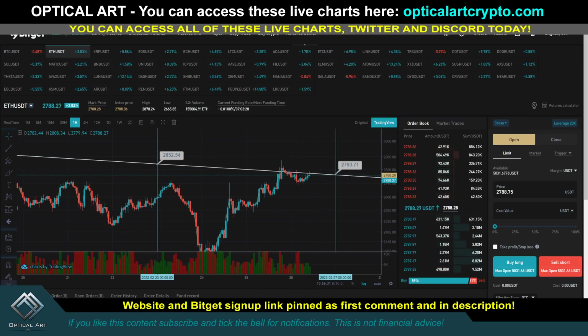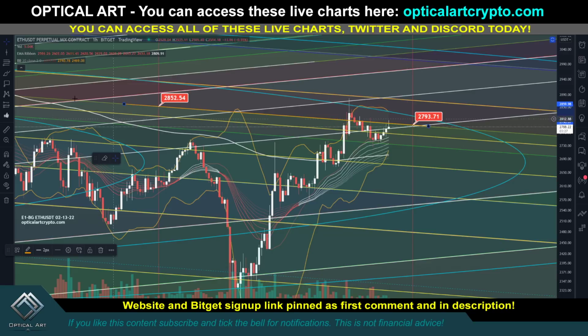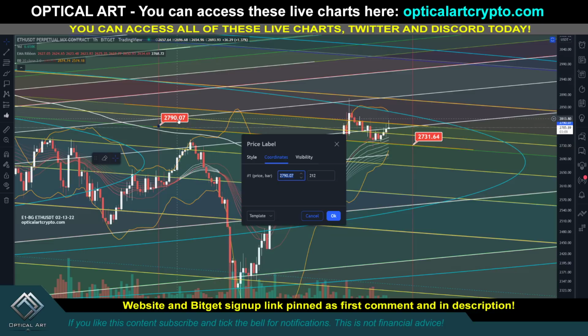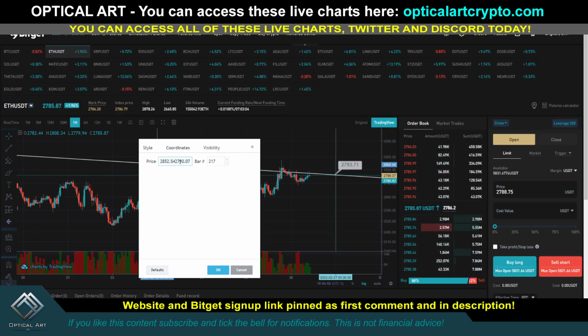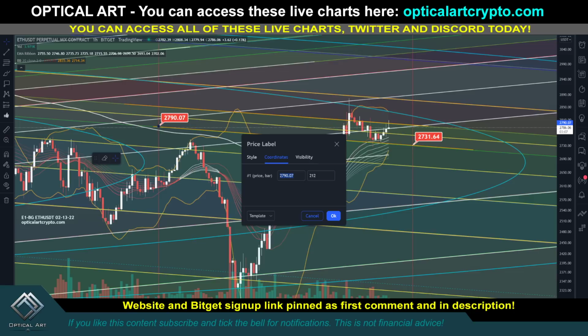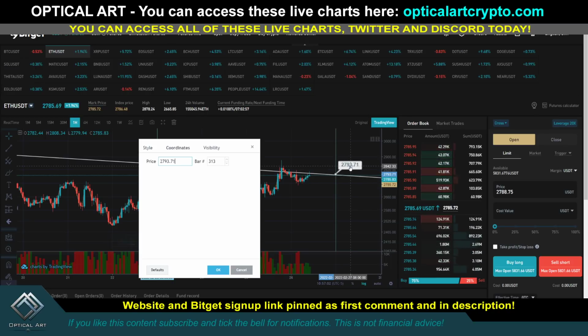So let's do a support level. So we know that this is support right here, right? And this is kind of nice because you can just grab the lines that you want. So this is the line we're going to grab right now. So we're going to bring this down. This is right here at 2,731. And this is right here at 2,790. Same thing. So we're going to grab this price. We're going to come over here, put that in, and go over to the Ethereum chart and grab this price, copy, and paste it in.